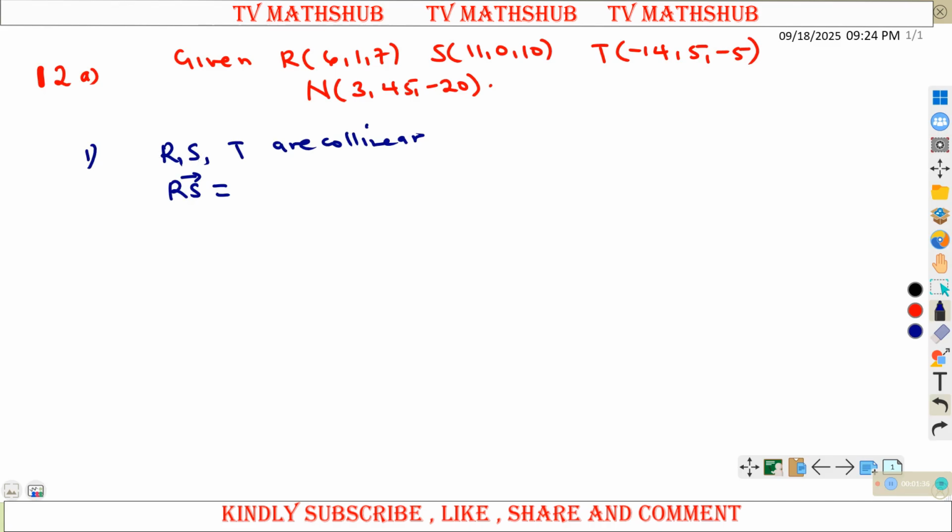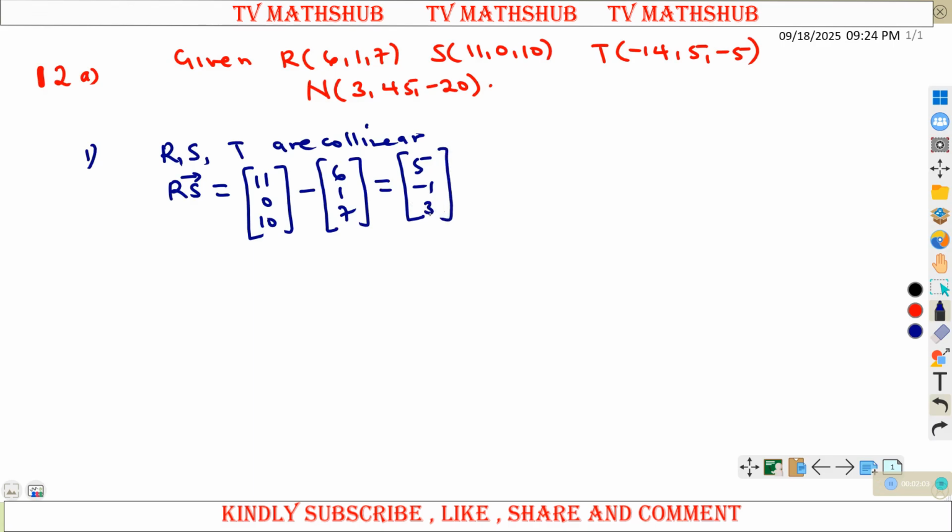So we are considering RS. RS will be the same as OS minus OR. OS is (11, 0, 10), then our point R is (6, 1, 7). So this will give us (5, -1, 3). So that is what we shall get for RS.